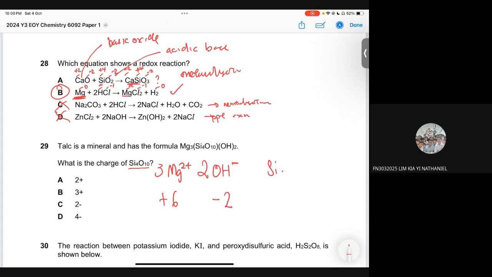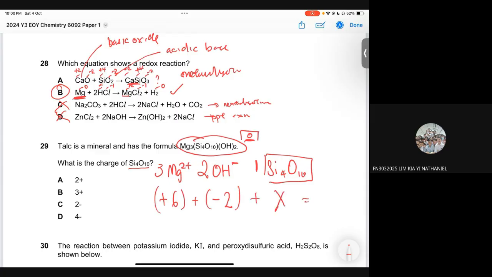Now, Si4O10 is clustered together, right? I only know 1 of this. Now look at the overall charge of this compound. The overall charge is 0. Therefore, +6 plus -2 plus whatever this is, the overall charge must give me 0. Okay, so if I just do my math, x will be equal to -4. So question 29 is D.